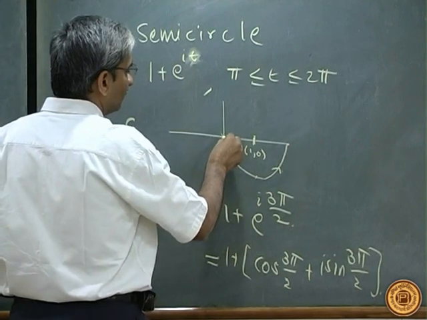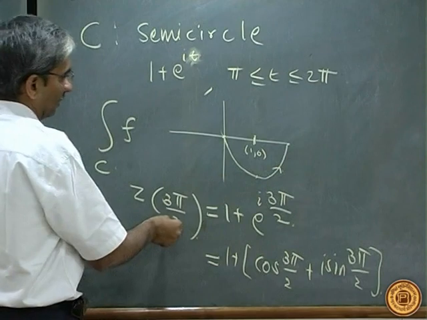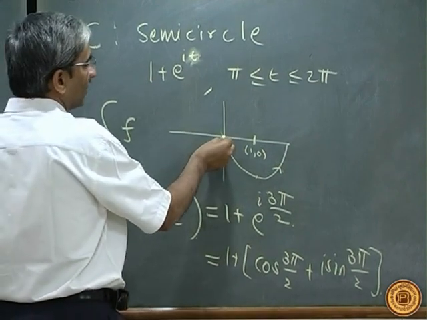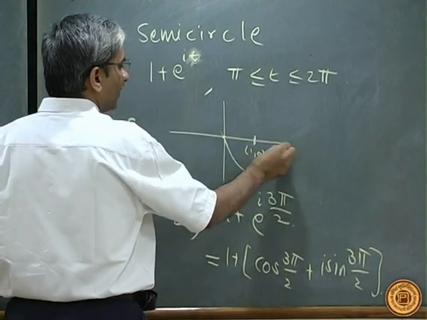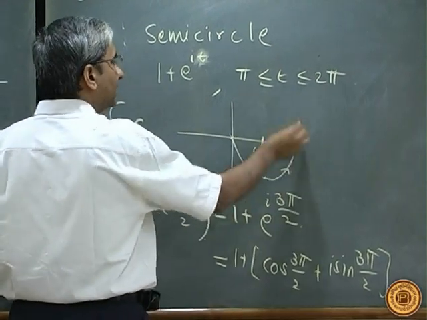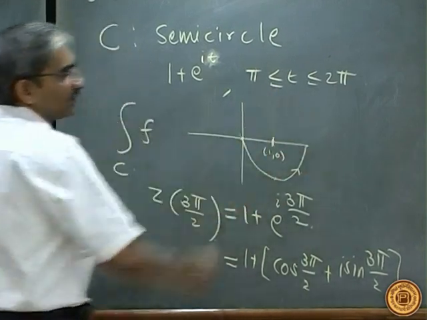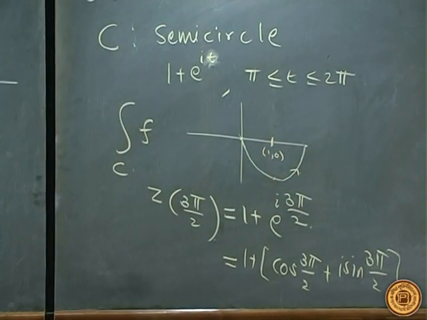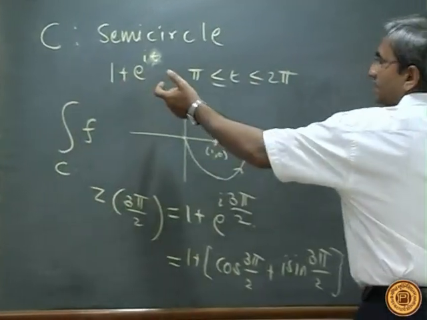So from this to this it is oriented like this. Therefore I have found the point for 3 pi by 2. This is the initial point and this is the terminal point, but it may go like this, so some intermediate point I have found. So it is this semicircle that we are integrating on. Anyways, the formula for f over c is already given.